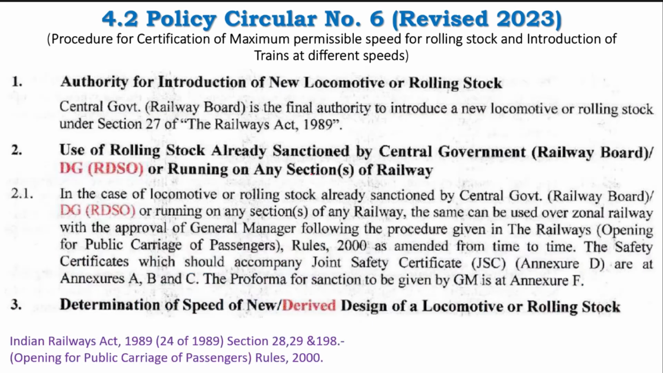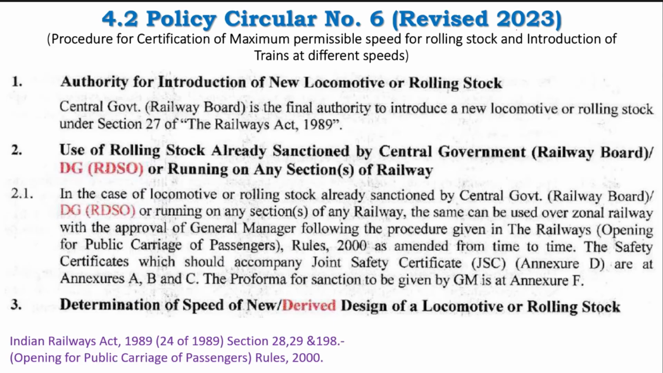Coming to policy circular number 6, which earlier came in 2018, it has been revised, and there is a very great change in it. So this is the revised version. Basically, whatever is shown in red is the revision from the policy circular issued in 2018, and two correction slips also came in between.